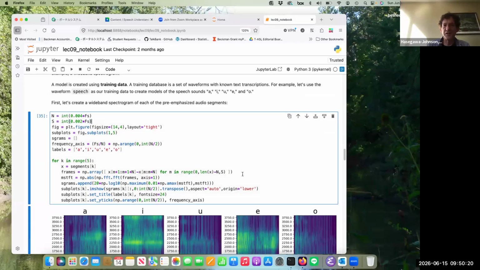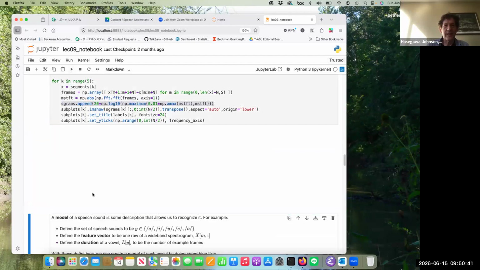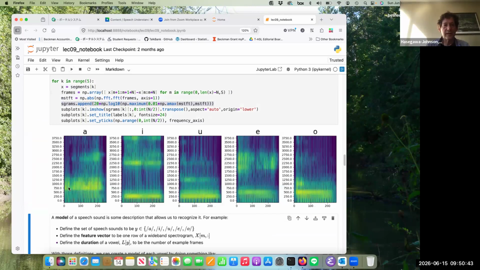We'll divide each of the 5 segments into frames, right? So X will be segments of K, and then we'll take X from M to M plus capital N, right? And then we'll take its magnitude short time Fourier transform, and we'll take its spectrogram. We'll convert it to decibels.